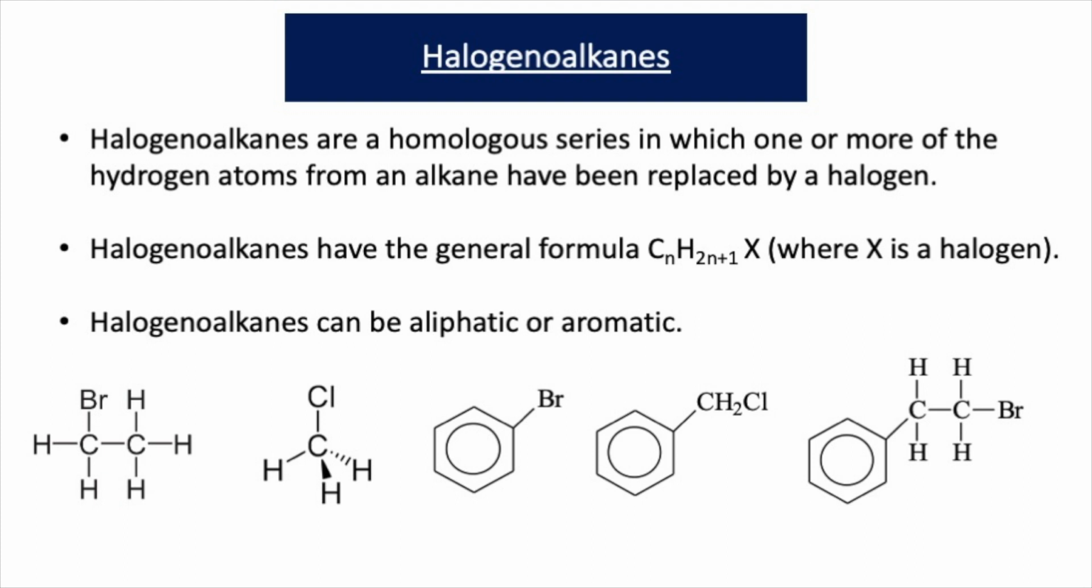Now, aliphatic halogenoalkanes consist of either straight chains, branch chains, or non-aromatic rings. And the first two halogenoalkanes on this slide are aliphatic in nature, bromoethane and chloromethane. Now, the remaining halogenoalkanes on this slide are aromatic in nature, because they contain a benzene ring. And the halogen can be either directly attached to the ring, as in the case of bromobenzene here, or it could be attached to a side chain on the ring. Either way, they would still be classed as aromatic halogenoalkanes.